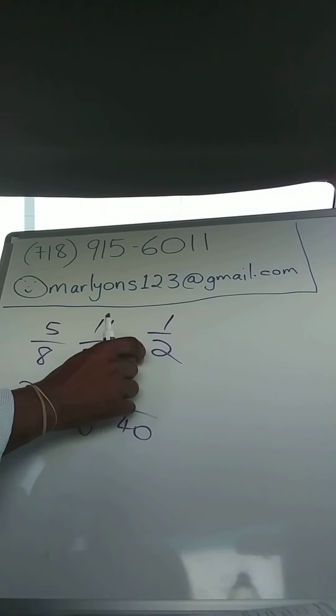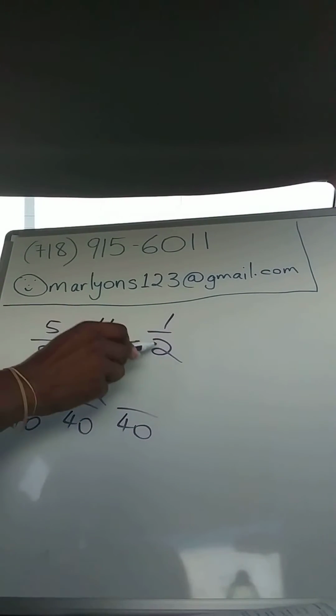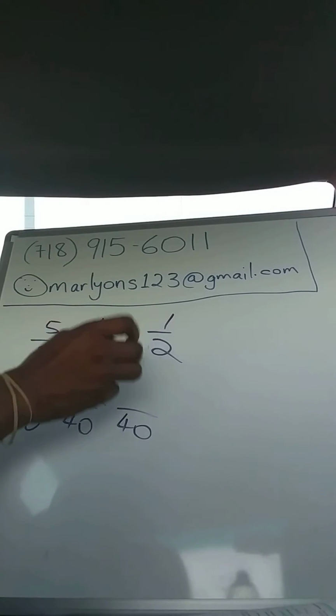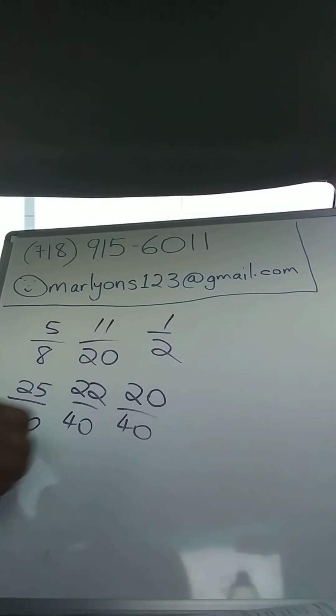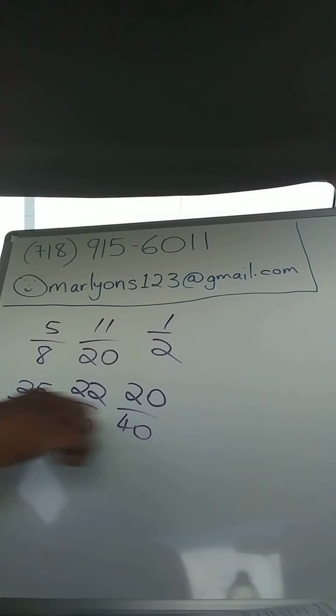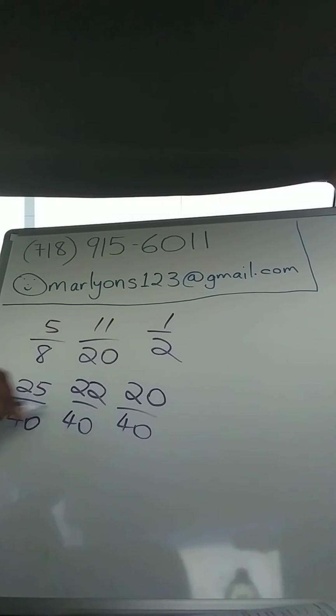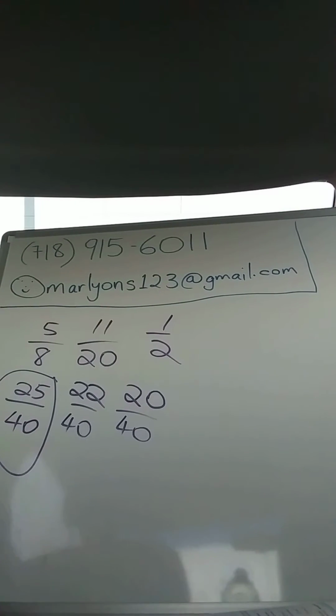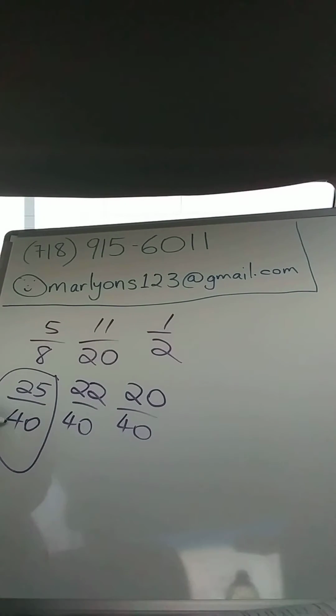Then, what did we multiply this 2 by to get 40? 2 times 20 equals 40. So therefore, 1 times 20 is what? 20. So now we have a level playing field in terms of the denominator. So which one of these fractions now looks the largest? You guessed it, or you figured it out. 25 out of 40, right?